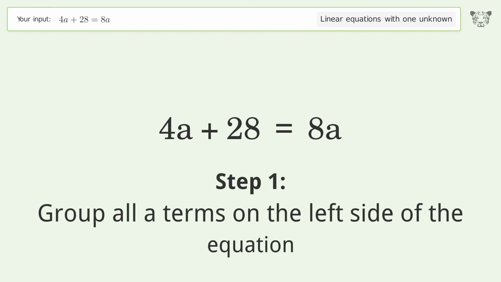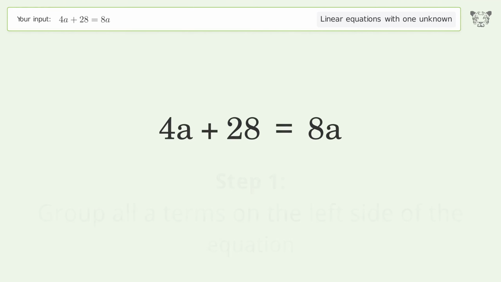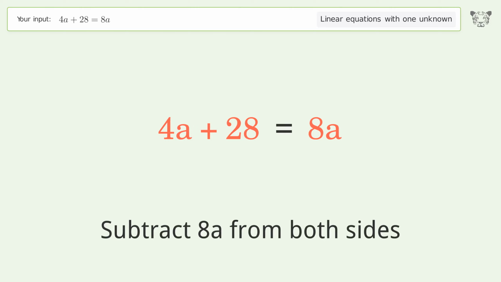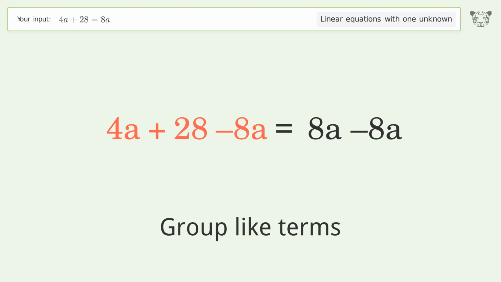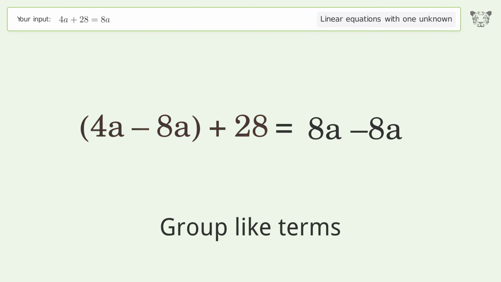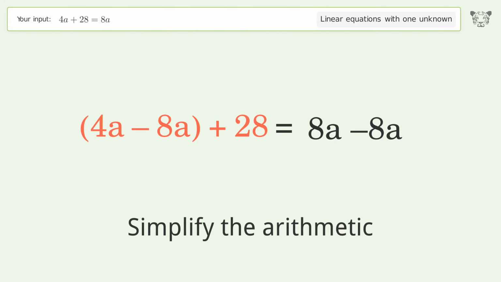Group all a terms on the left side of the equation. Subtract 8a from both sides. Group like terms. Simplify the arithmetic.